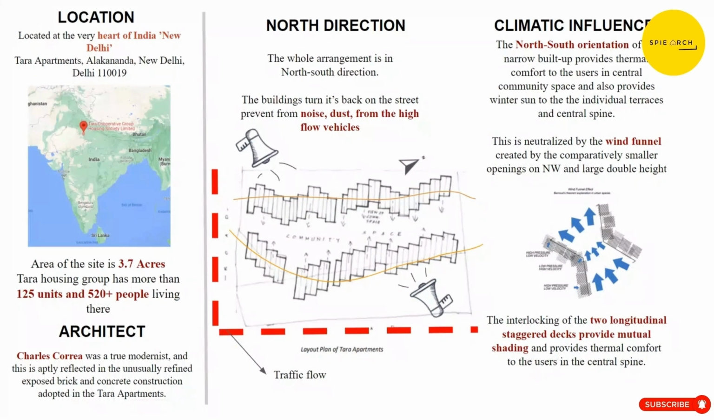and relative flow of vehicles from the street. This orientation helps every terrace to get winter sun, and the staggered layout gives a better wind flow. And this is also because Delhi has a very cold climate.